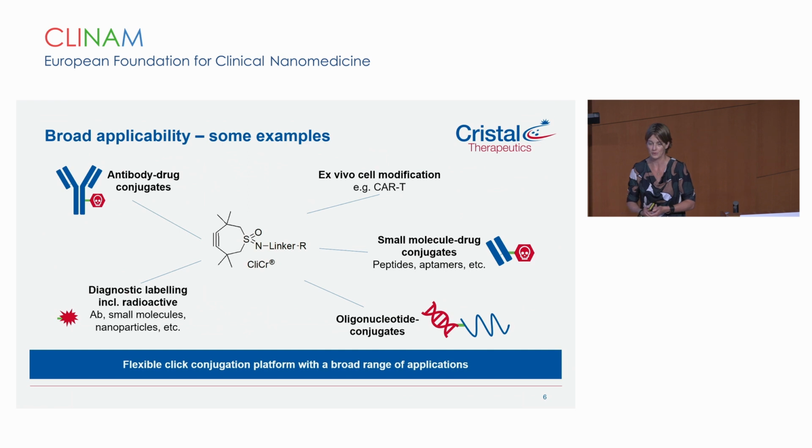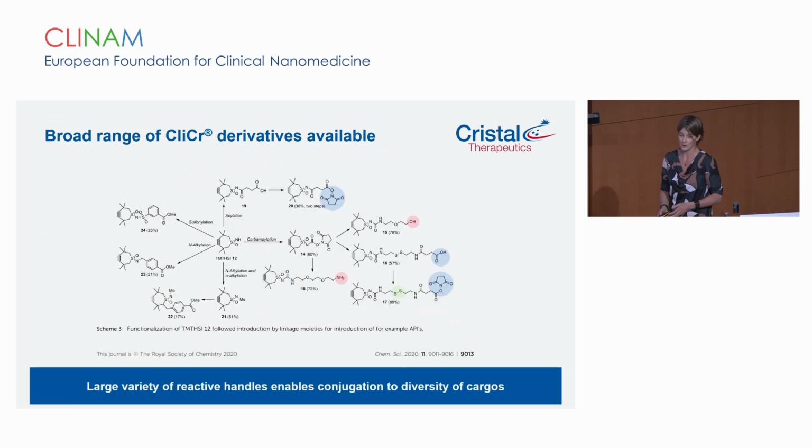We've done it ourselves with nanoparticle conjugation. And then we could even go for, let's say, ex vivo cell modification, meaning you treat CAR T cells with azide-containing sugars, and then you can conjugate any type of molecule to cells. But let's show you some actual examples.